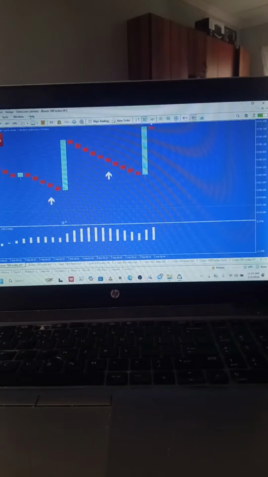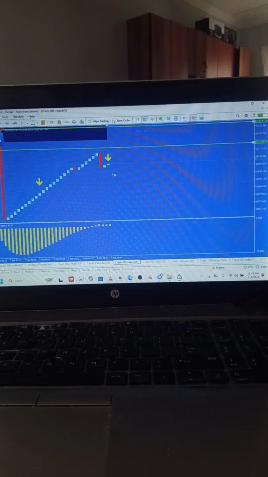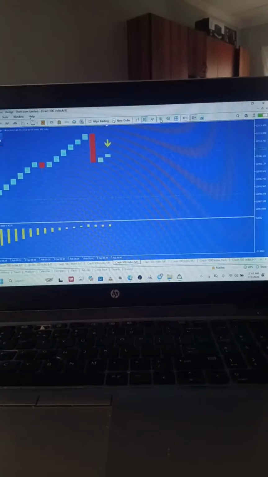Boom 500 is moving fine, but I'm worried about this one, will it spike? It's just that, if you don't have enough capital, crash 600, you don't want to play around that one. It moves very fast. What about boom 300?